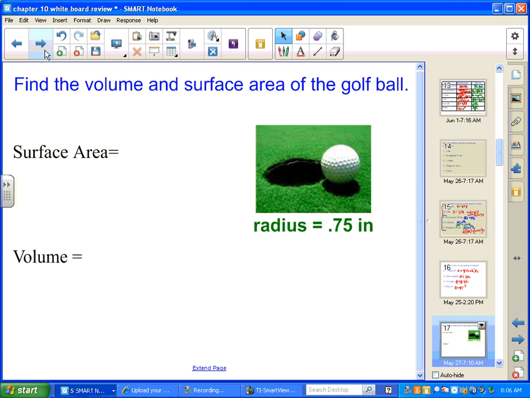Okay, once you find the surface area and volume of the sphere, hold it up so I can check it. Perfect. Awesome. Perfect. Good job.